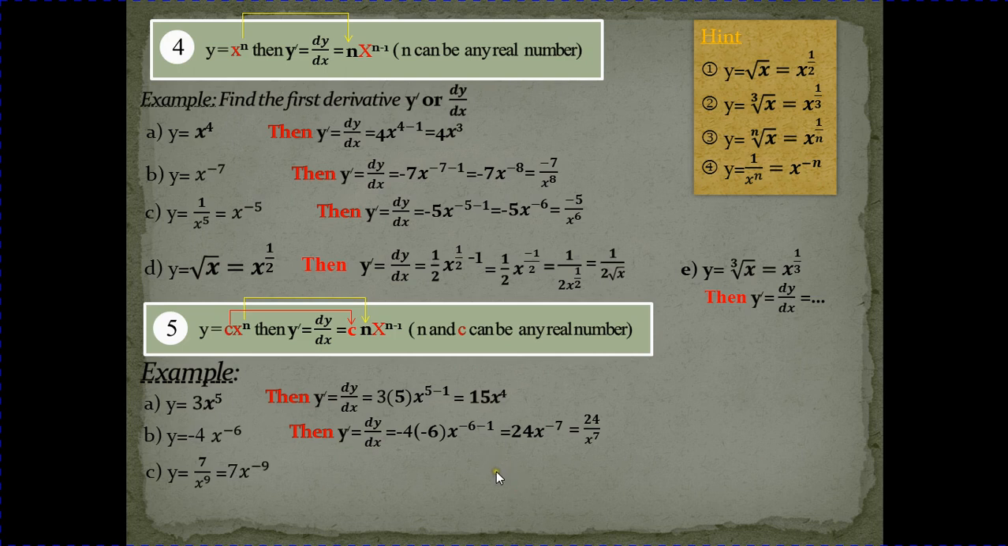Change it into 7x power negative 9. How to get y dash? Yes, 7 multiplied by the power negative 9 and subtract 1, negative 9 minus 1. Then if you multiply 7 by negative 9, it will be negative 63 and x power negative 10. Again, change the power into positive, it will be negative 63 over x power 10.